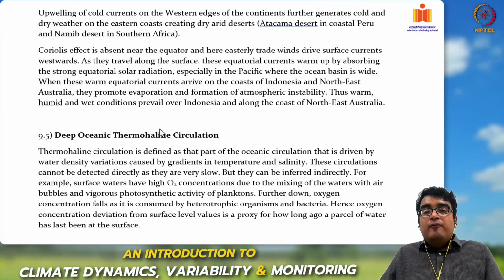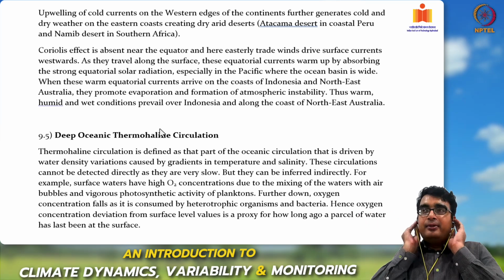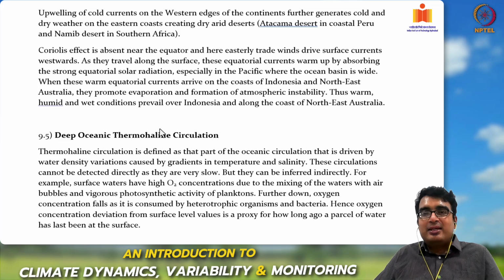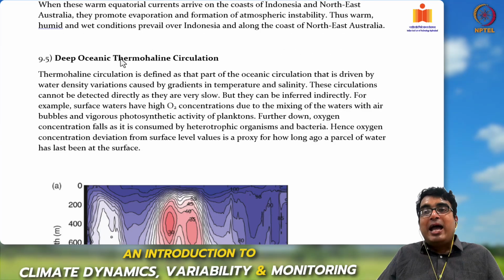Next up, we will look away from the mixed layer. Till now, our discussion has been focused primarily on the mixed layer circulation systems and the mixed layer currents. Now we will go from the mixed layer to the deeper ocean and the circulation system in the deep ocean. This is called the deep oceanic thermohaline circulation.